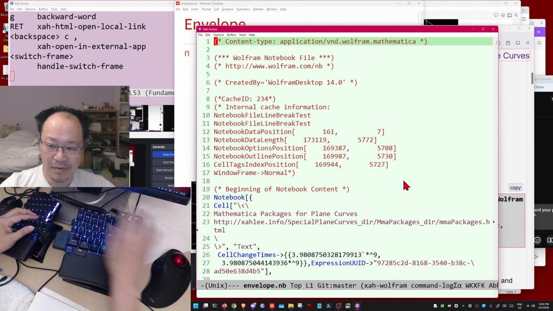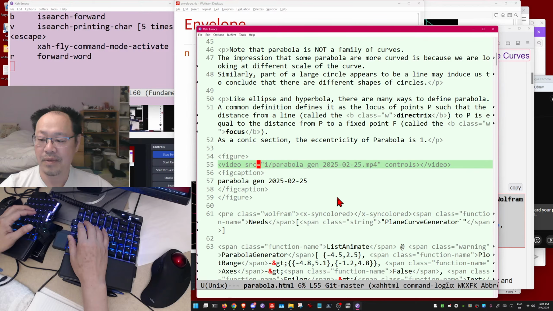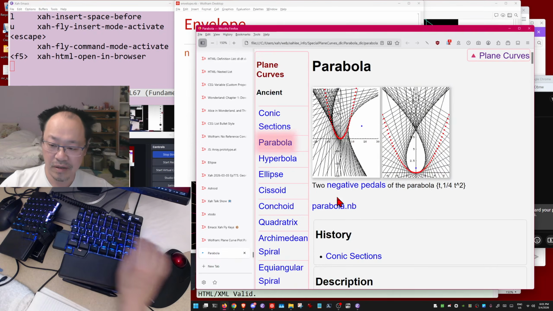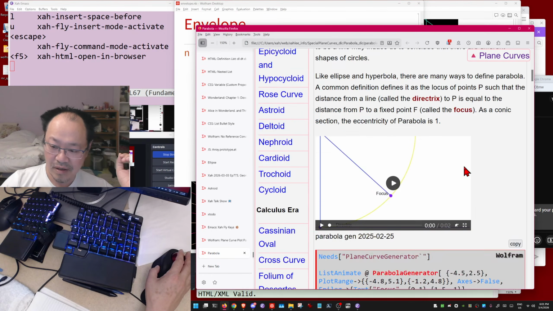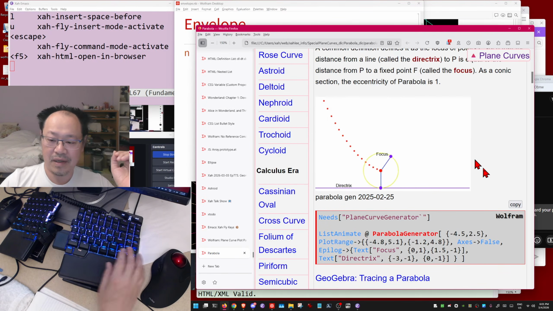Anyway, so let's make that video loop. Okay, showing browser. Go down. Let's play. It will loop. It will be better. Okay, so yeah.